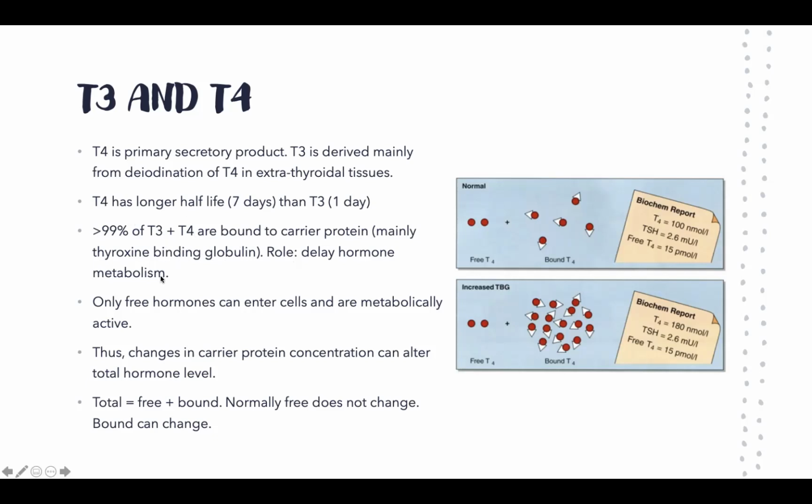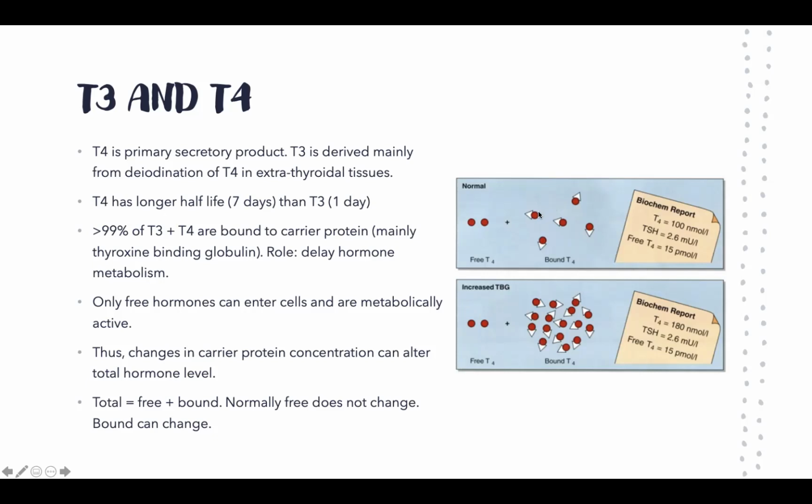Now, the small percentage which are called free, these are the ones that are metabolically active and can actually do the functions that they want to do. So in terms of a normal body, our free hormones are going to be relatively constant. We don't want them increasing too much or decreasing too low because it can affect our body.